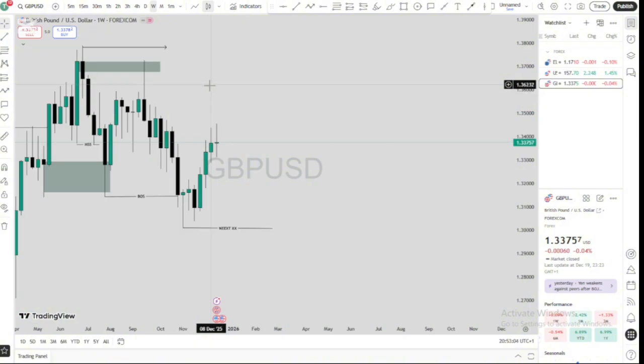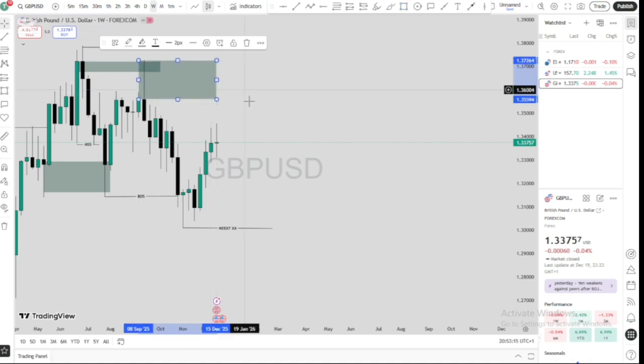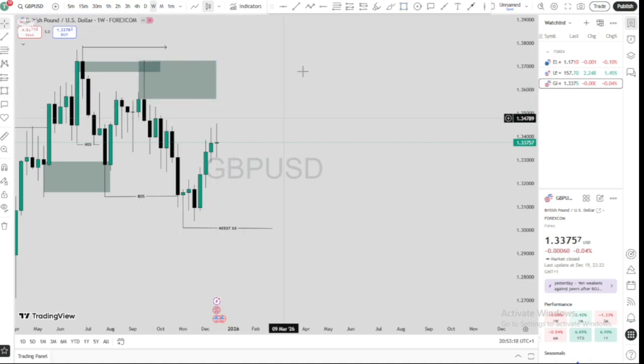So right here we want to spot out our point of interest, and a very crucial point of interest I tend to see price react from, my number one point of interest, are rejection blocks. So we have this rejection block also on the weekly time frame, but right now if I go down to the daily time frame, you would see that the daily time frame is also creating bullish structures to the upside. So price is trying to go down to this rejection block to react from it.